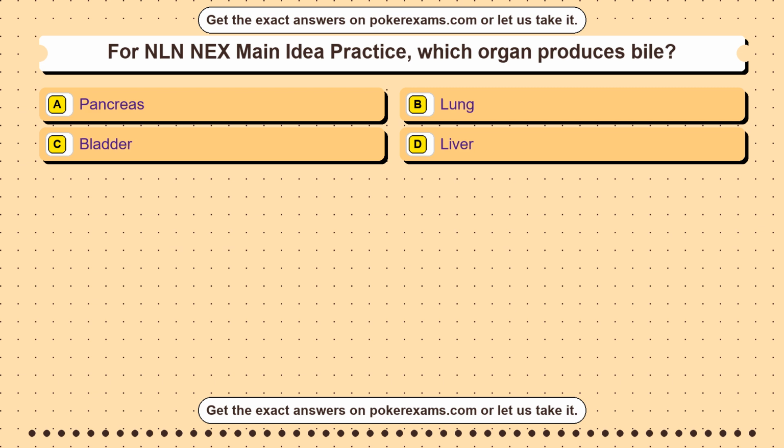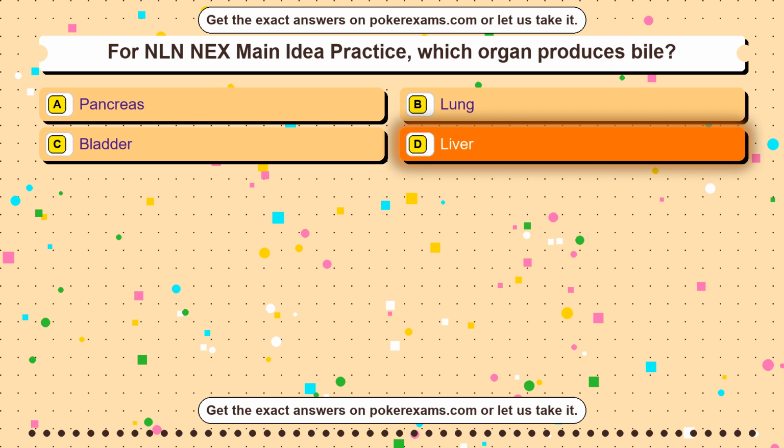Question 22. For Get History Practice Test, which value is the perimeter of a square with side 6? Option A 18. Option B 24. Option C 36. Option D 12. The correct answer is option D.